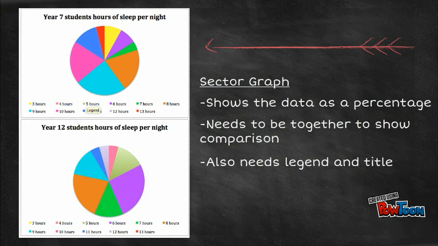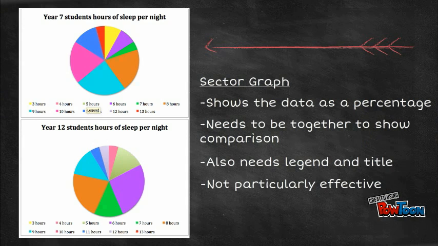A sector graph shows the data as a percentage of a whole. As a sector graph is only able to show one categorical variable, the data needs to be split into two sets, so they need to be presented together to show comparisons. This graph also needs a clear legend and title.